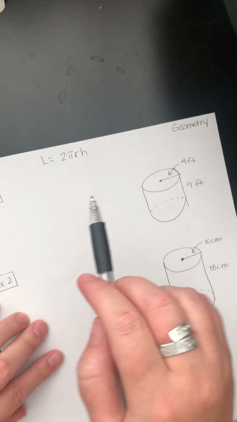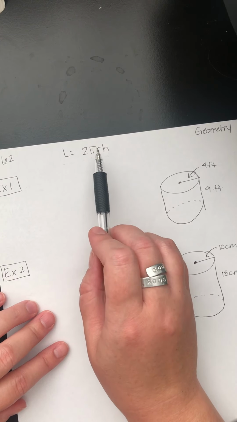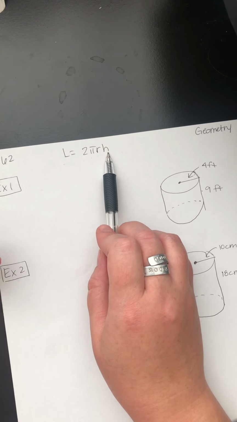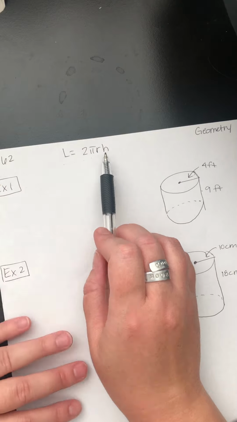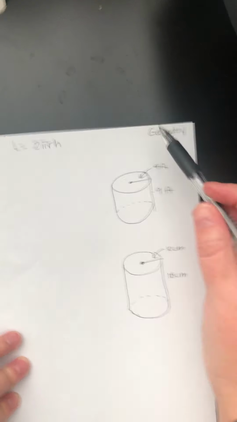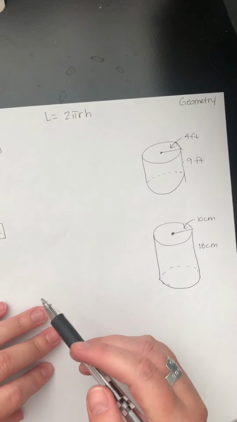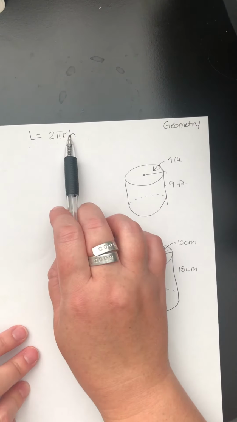Okay, so the lateral area of a cylinder is 2 pi rh. So it's different than the lateral area of a prism. A cylinder has a circle as the base, so that's what the 2 pi r is, and then you're going to multiply it times the height of the cylinder. Okay, so that's where this formula comes from.